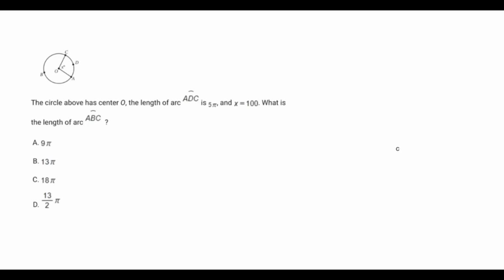All right, so if we look at this, what we want to do is set up a ratio, right? The first thing we know is that the angle X is going to be corresponding with that arc ADC. So our angle X, we can just write this on top, would be 100, right? And so it's corresponding to arc ADC, which has a length of 5 pi. And now they want us to determine what is the length of arc ABC, right?